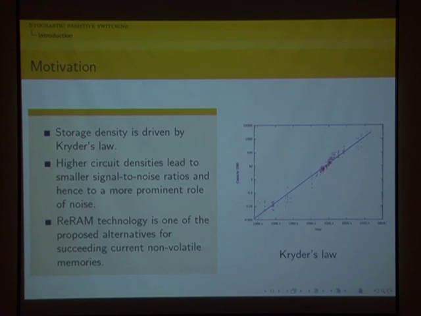So, as we all know, the storage density is driven by Moore's law, and higher circuit densities lead to smaller signal-to-noise ratios, and hence to a more prominent role of noise. So, one of the proposed alternatives for succeeding current storage devices is the ReRAM technology, and we are interested in studying the influence of noise on these devices.